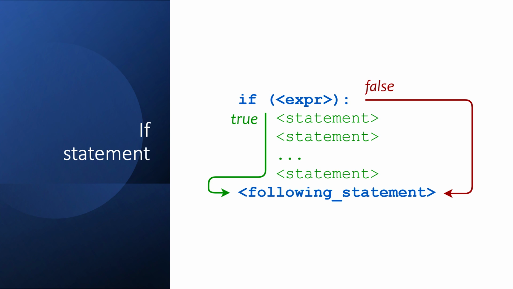So this flowchart is presented to visually explain the decision-making process of an if statement. If the condition expression evaluates to true, the program executes the block of statements indented within the if statement. These statements are executed sequentially, as indicated by the green arrow pointing from one statement to the next. Once all the statements within the if block have been executed, then the program continues with the following statement outside the if block.